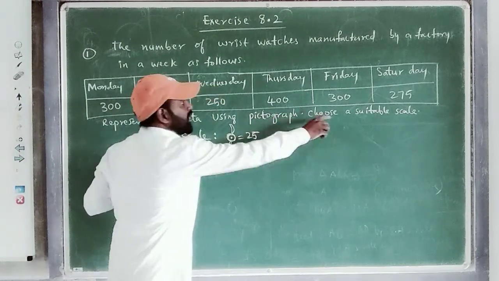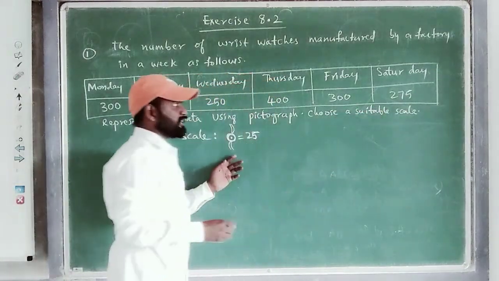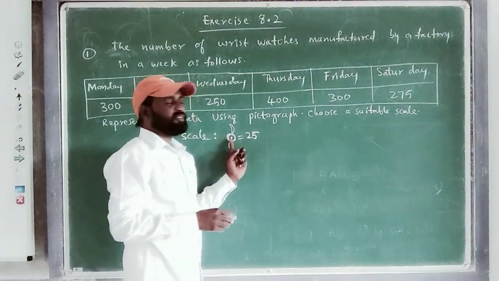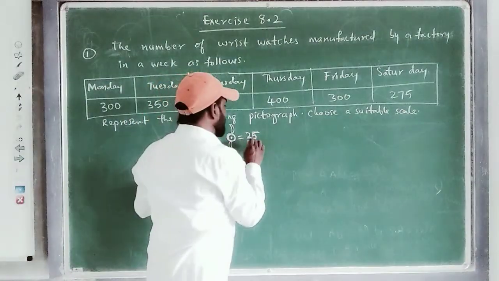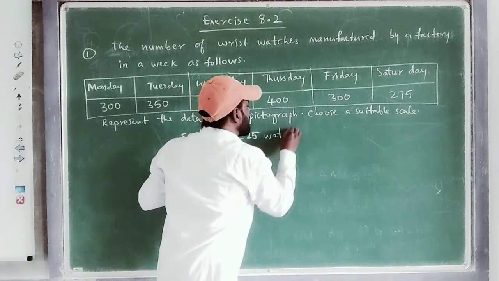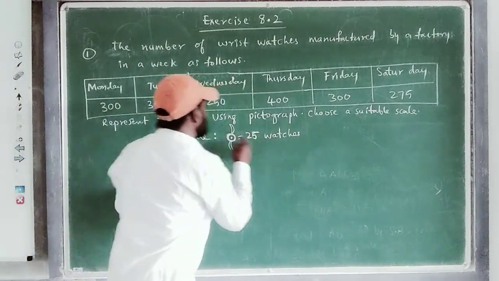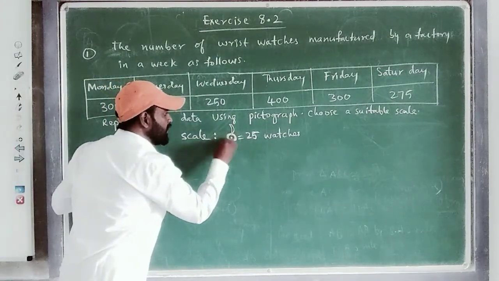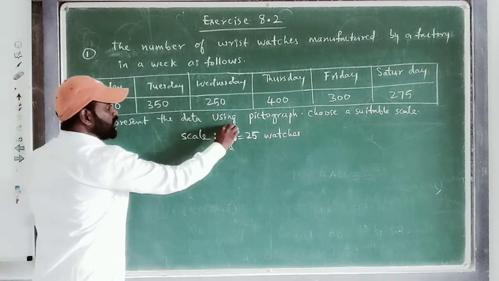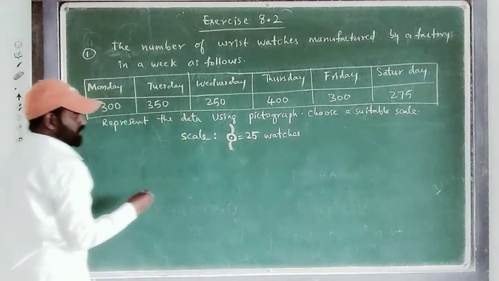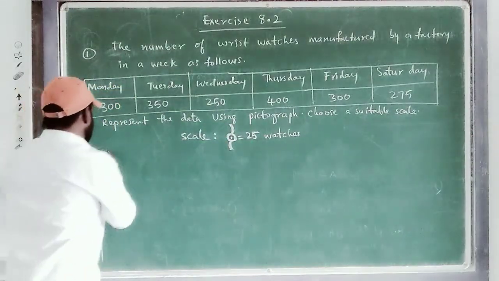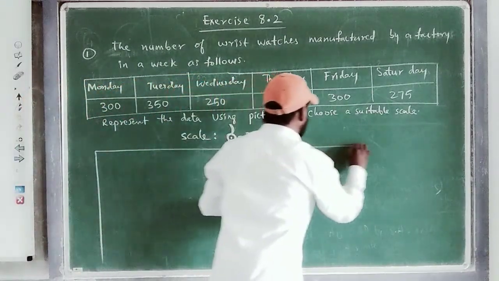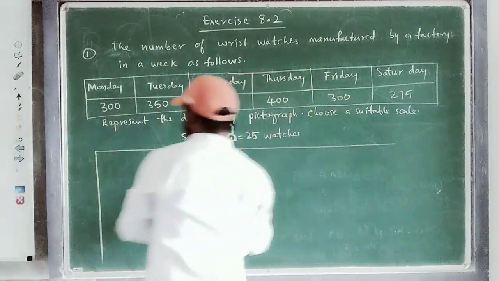Why 25? Because the last value, 275, is there. Otherwise I would think of taking 50, but if I take 50, I cannot show half of a figure. That is why I am writing 25 watches. So we have to represent this data with pictures. One picture of a watch is equal to 25 watches. Monday to Saturday, all should be shown as pictures, so that the complete data is represented.